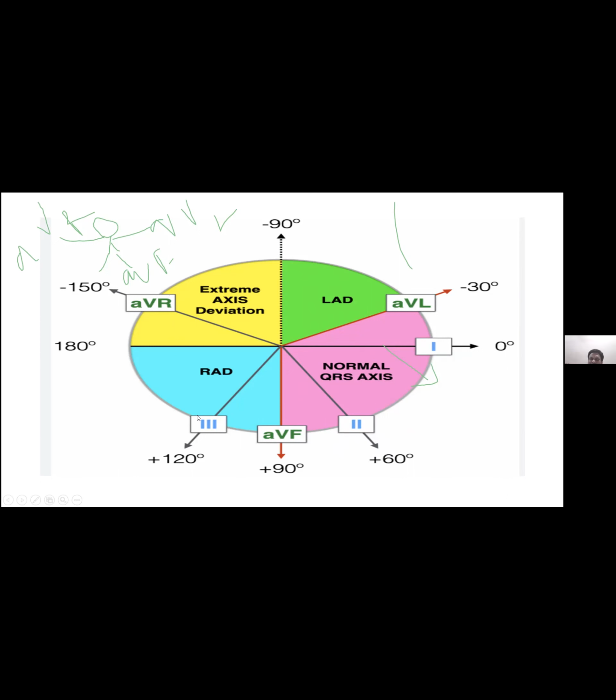Now I will say this: in the normal axis, most of the time the axis is towards my plus 60, which is lead 2. So in the limb leads, you will always have lead 2 as the tallest of all complexes, because most of the time the QRS complex axis is directed towards plus 30 to plus 60 degrees. That is the reason lead 2 is the tallest of all the complexes. AVR will always be negative because the electrical impulse goes away from the electrode.